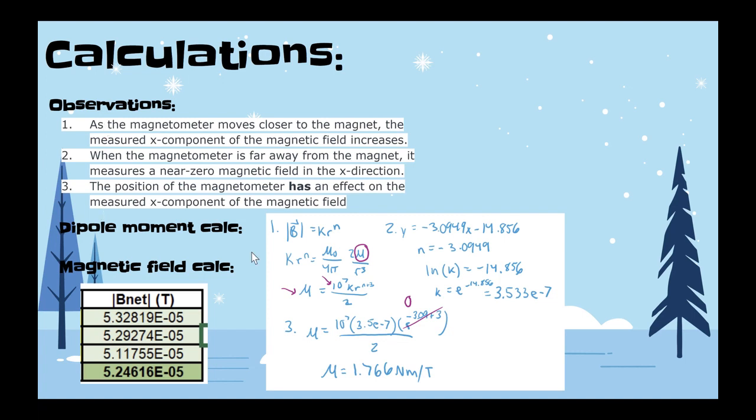So to calculate it, we used this equation, and I set it equal to the previous one to find the dipole moment. And then using the equation from the experiment graph, I was able to find K and N, and I plugged them all in to solve for the dipole moment and got 1.766. And then the chart gave us our magnetic field, which is what we're looking for in the code.